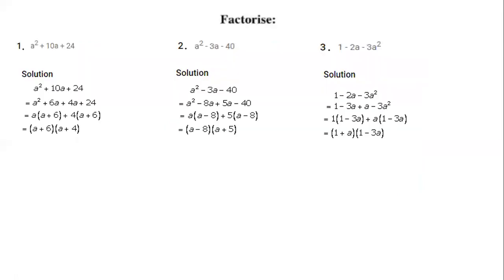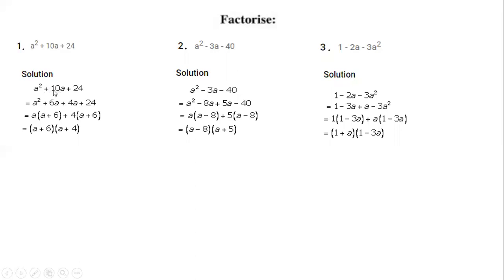Now, see question number 1. The expression is a square plus 10a plus 24. Compare this with ax square plus bx plus c. Then the value of x here is equal to a. The coefficient of x square, or coefficient of a square, is 1. Coefficient of a or x is 10. And the constant term is 24. Our type is splitting the middle term.